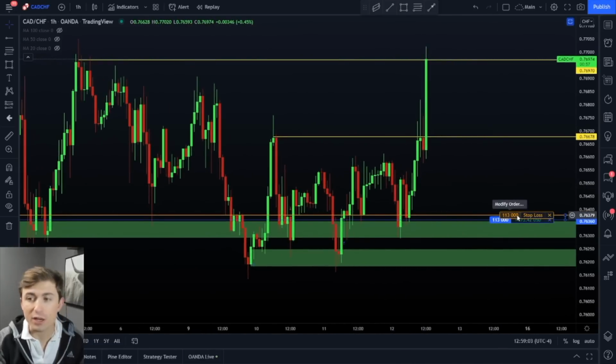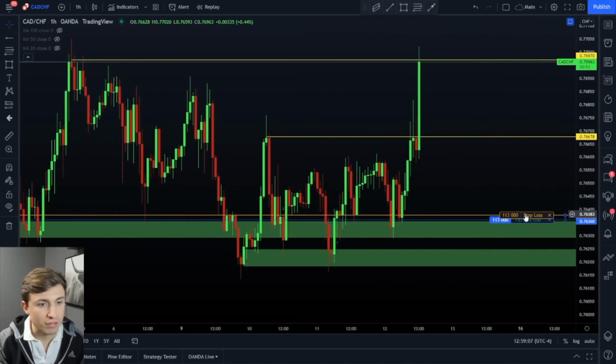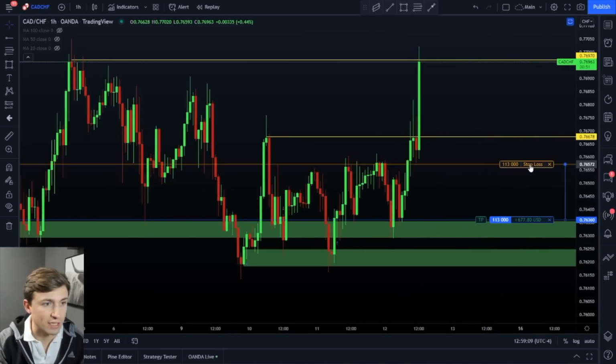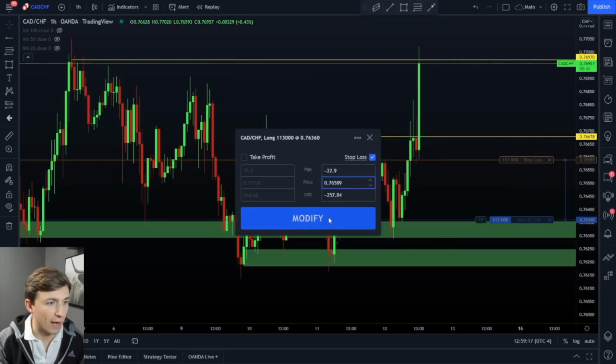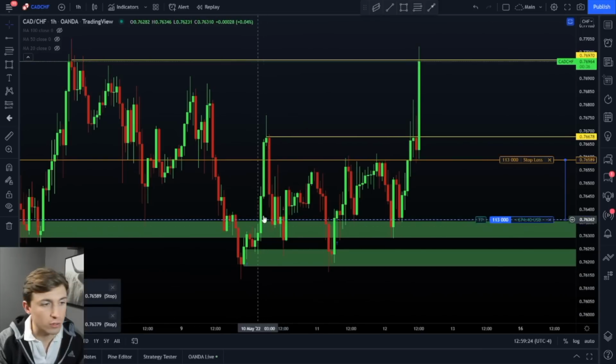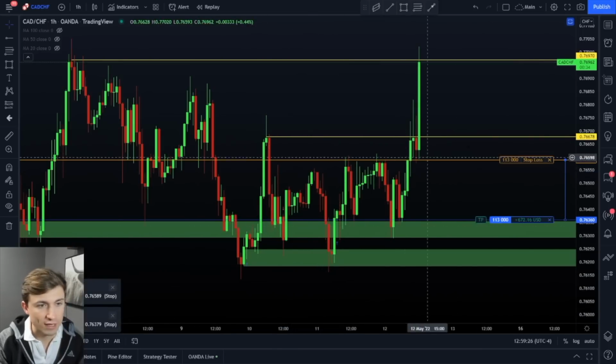I was planning on jumping on here and trailing my stop, or showing you guys that I just trailed the stop to break even, but I think it's actually time to go ahead and start locking in some profit on the trade. So what I'm going to do here is basically just move my stop loss just below this previous structure. And what you can see here is I'm locking in $257 on the trade. So we'll go ahead and do that. And there it goes, modified so that the trade has been locked in.